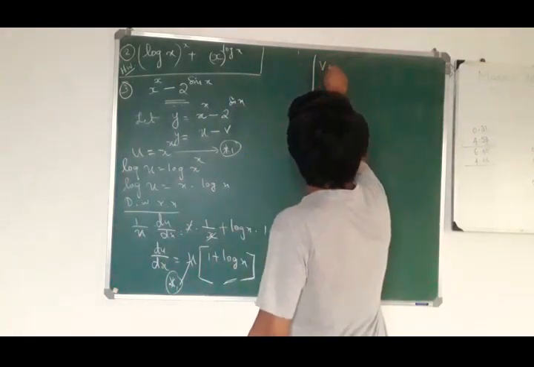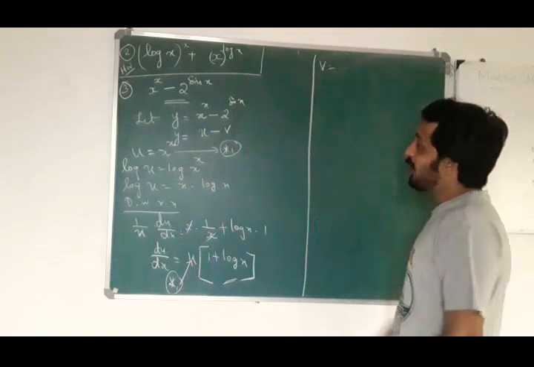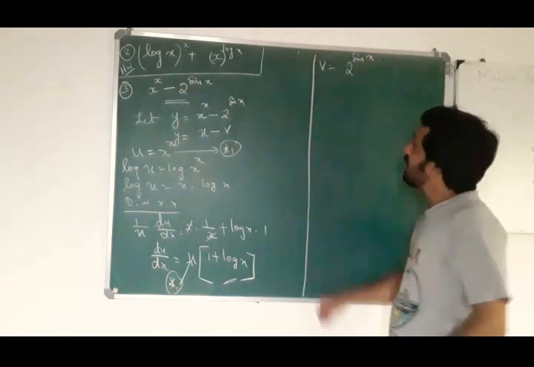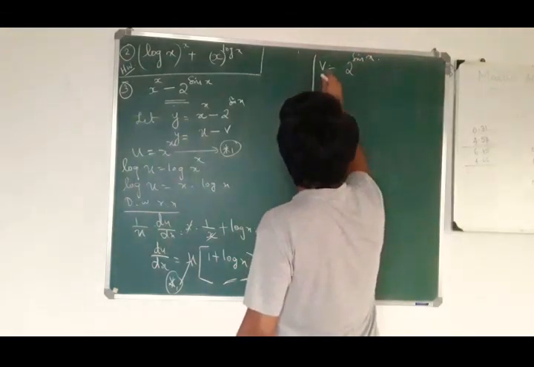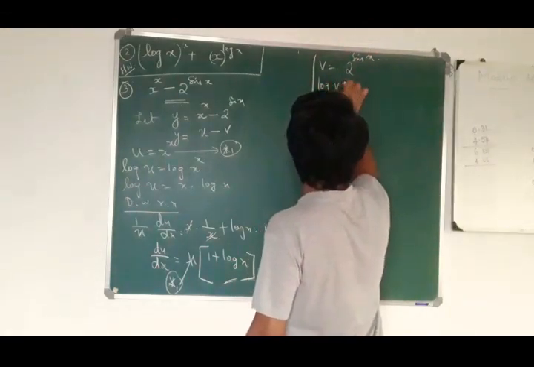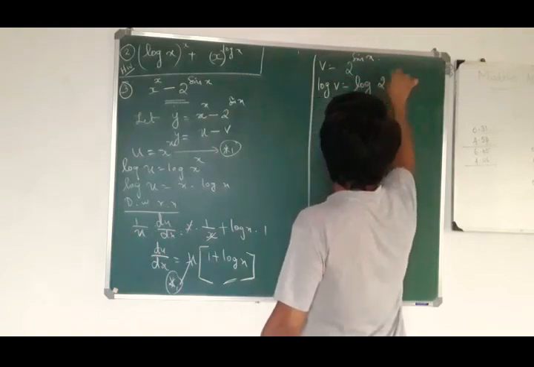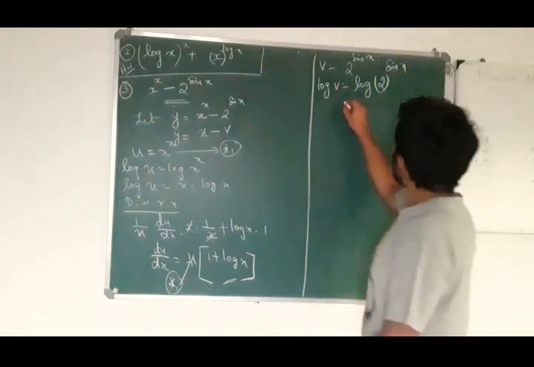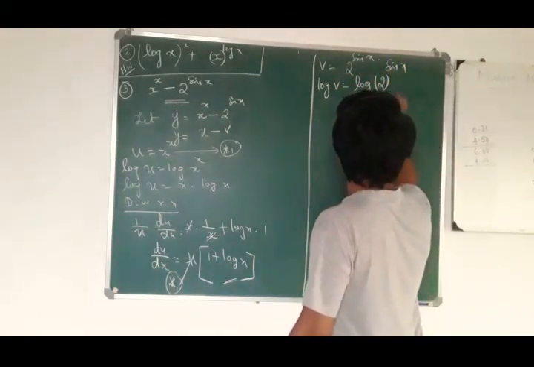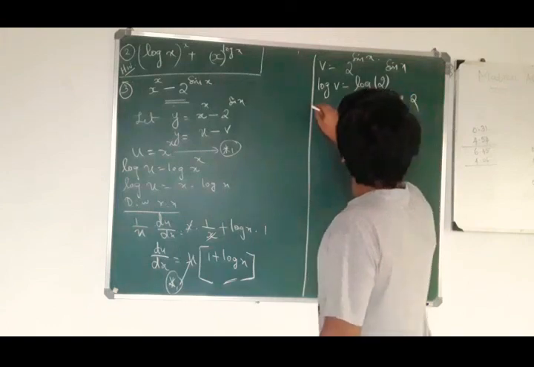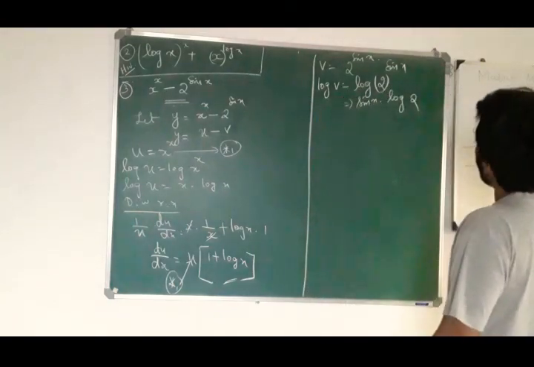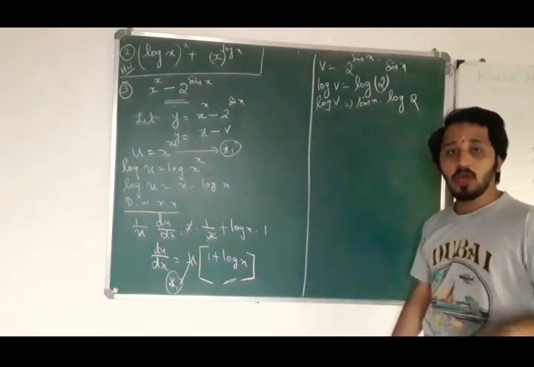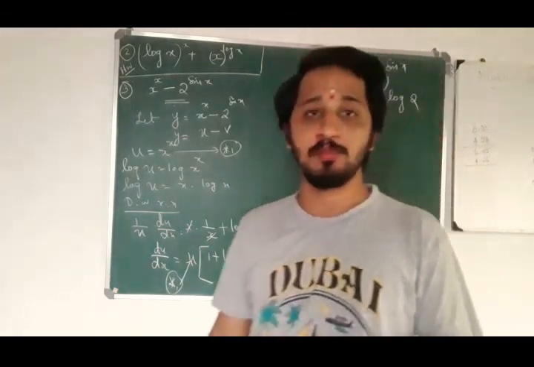Now what is v? v is equal to 2 power sin x. Listen here carefully. Now you have to write, taking log on both sides. So log v is equal to log of 2 power sin x, that is sin x into log 2. That is, log v is equal to sin x into log 2. Now you have to differentiate with respect to x.